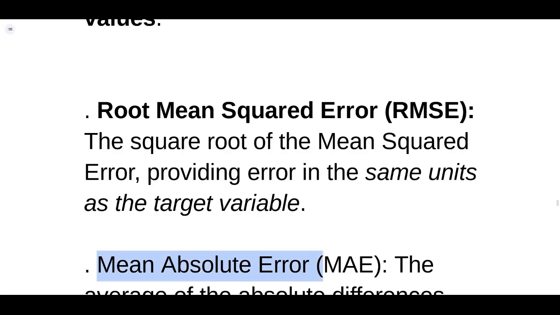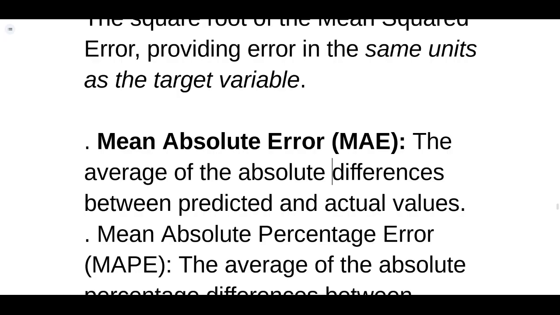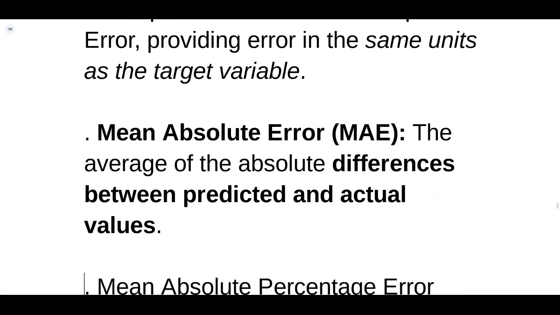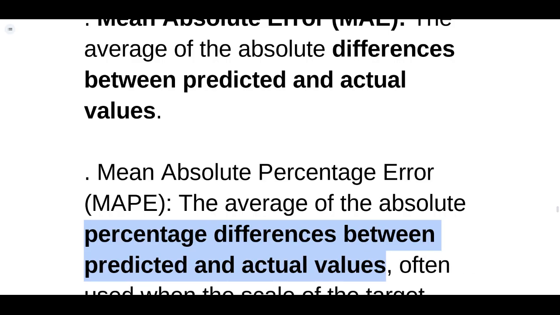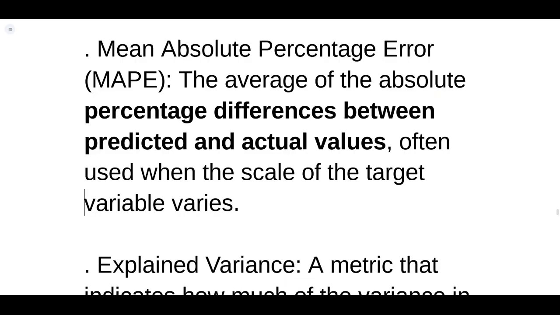Now, mean absolute error, the average of the absolute differences between the predicted and actual values. Mean absolute percentage error, the average of the absolute percentage differences between the predicted and the actual values. Used when the scale of the target variable varies.